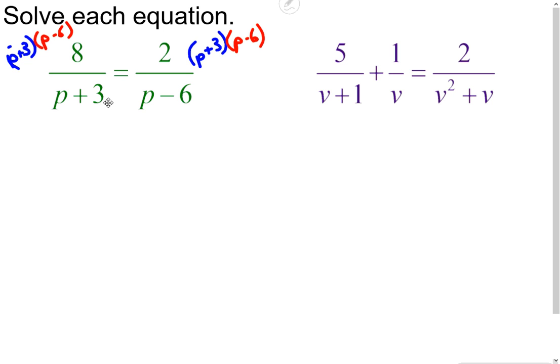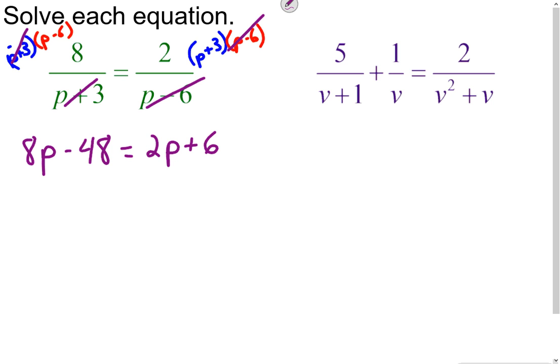So let's go ahead and let's do this multiplication. So when I multiply on the left side, remember the p plus 3's are going to divide out. So now all I have to do is multiply the 8 times the p minus 6, and I'm going to end up with 8p minus 48 equal to, and now on the right side, remember, the p minus 6's are going to divide out, and now all I have to multiply is the 2 and the p plus 3, and now I'm left with 2p plus 6. Now I have a little equation that I'm pretty confident that everybody can solve.